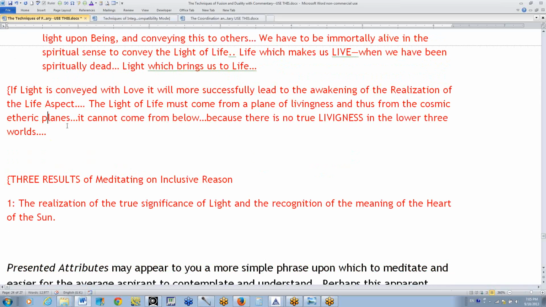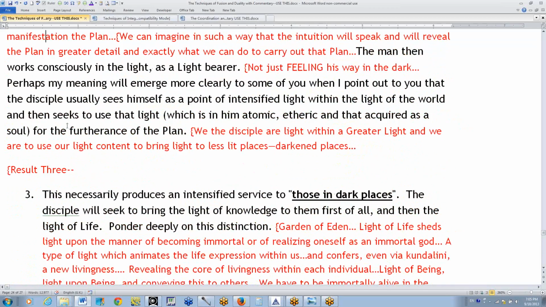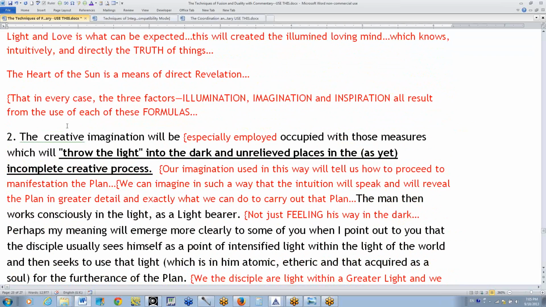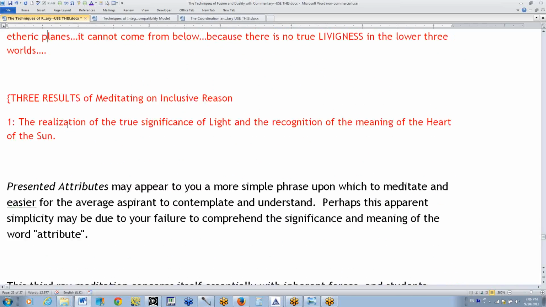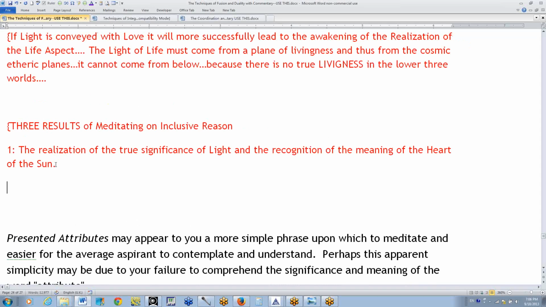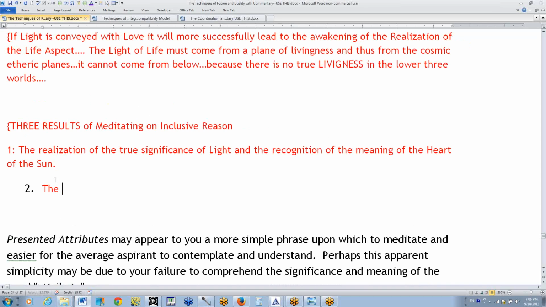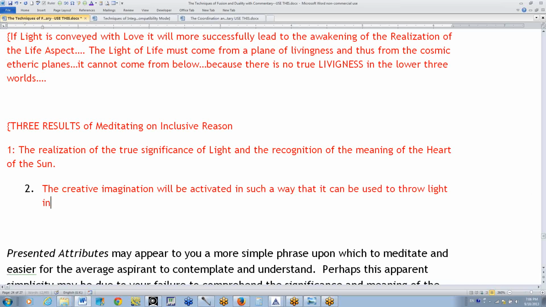Any one of these is profound and is a huge process. The creative imagination will be occupied with measures that will help throw light into dark places. So the second: the creative imagination will be activated in such a way that it can be used to throw light into dark places.